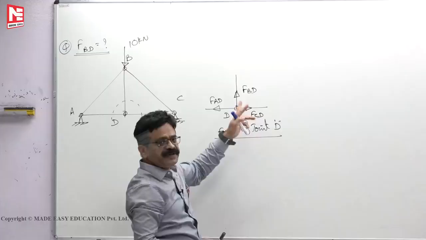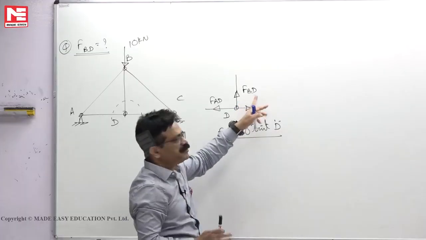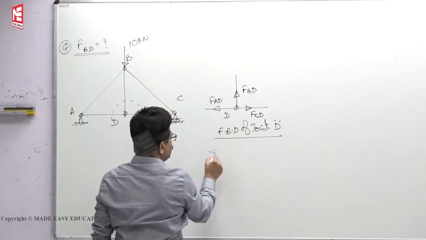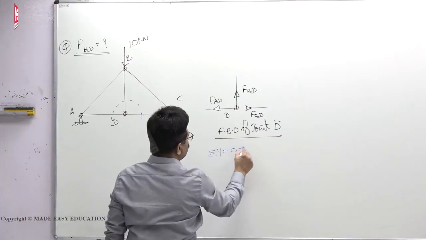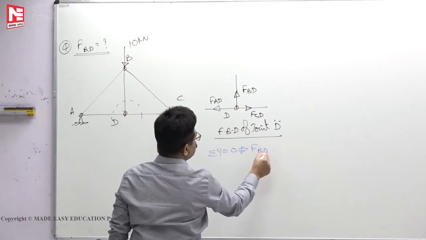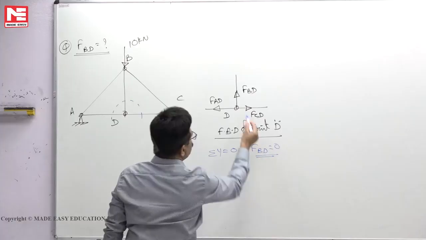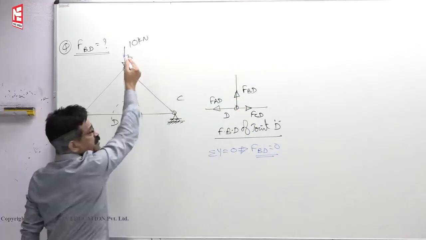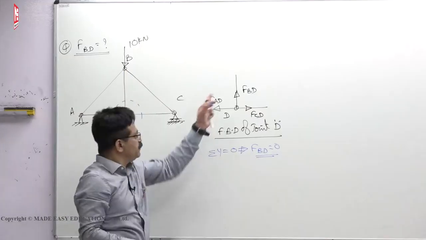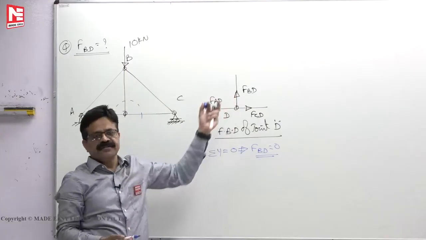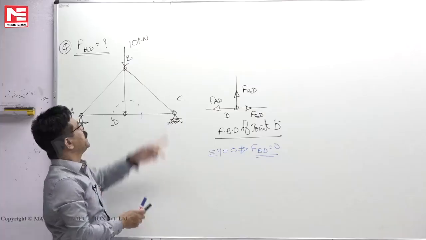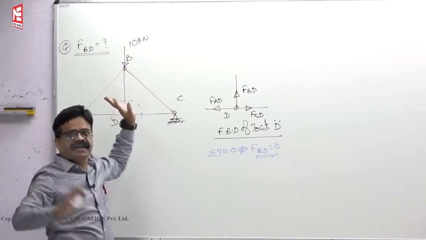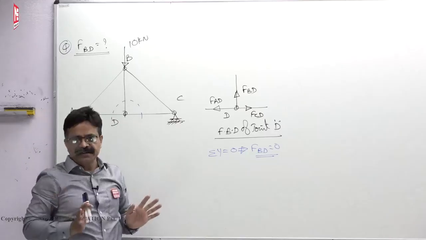Which means that FBD has no choice. Force in the member BD, it has to be 0. Otherwise, pin will not be in equilibrium. If I write now sigma y is equal to 0, FBD has to be 0. Now you see, when I am taking this free body diagram, at the far end, whether 10 is there, 1000 is there, will not come into picture at all. So whatever may be the force here, 10 kilonewton or 1000 kilonewton, BD member says, I resign. I cannot take any load.